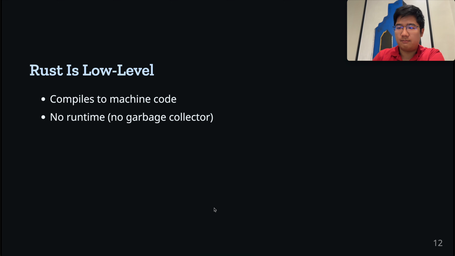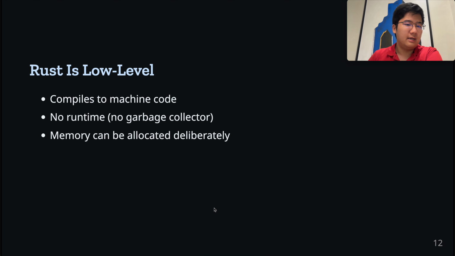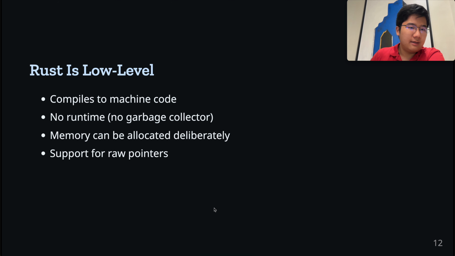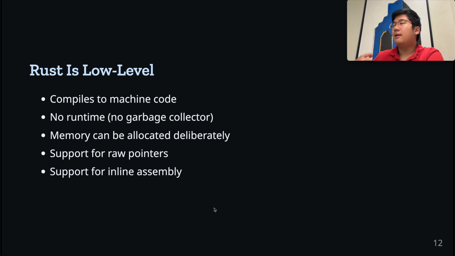Again, no runtime, unlike Java and Python. And we can allocate memory deliberately. It'll look a little bit different than C and C++, but you are doing memory allocations. We have support for raw pointers. We have support for inline assembly. Again, all of these things Rust gives us the power to do.